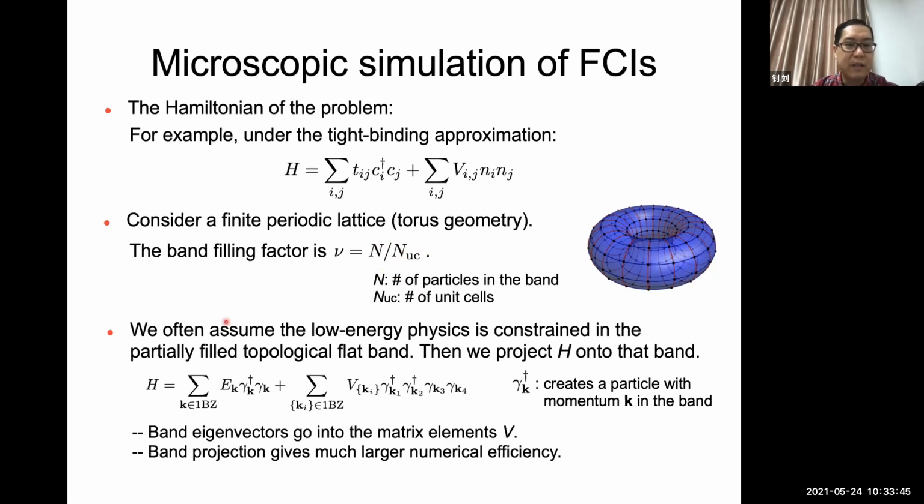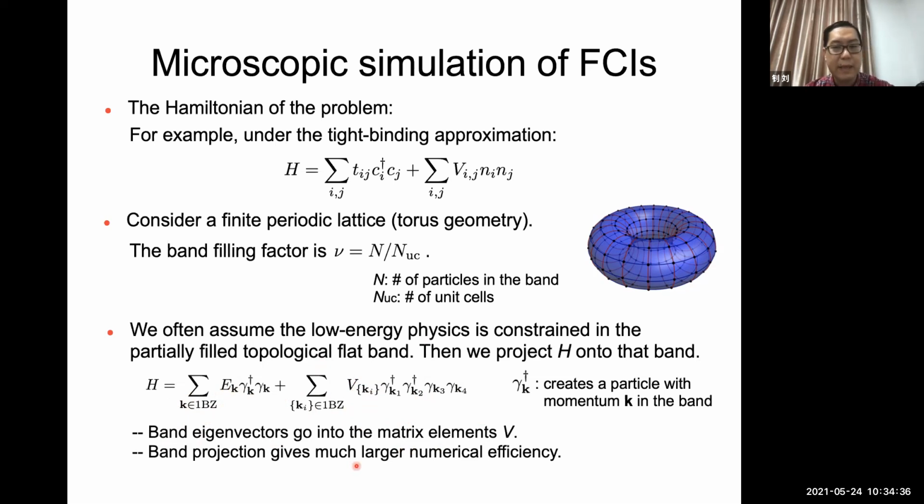And then we often assume that the low energy physics is constrained in the partially filled topological flat band. Then we can project this Hamiltonian to that partially filled flat band. After the projection, the projected Hamiltonian takes this form. The first term is a band dispersion. Here, gamma_k dagger creates a particle with momentum k in that partially filled band, and E_k is the band dispersion. Here, k should be in the first Brillouin zone. And the second term is the projected two-body interaction. Here, the matrix element V_k contains information of the band eigenvector. And after this projection, we can gain a much larger numerical efficiency because we reduce the Hilbert space dimension.